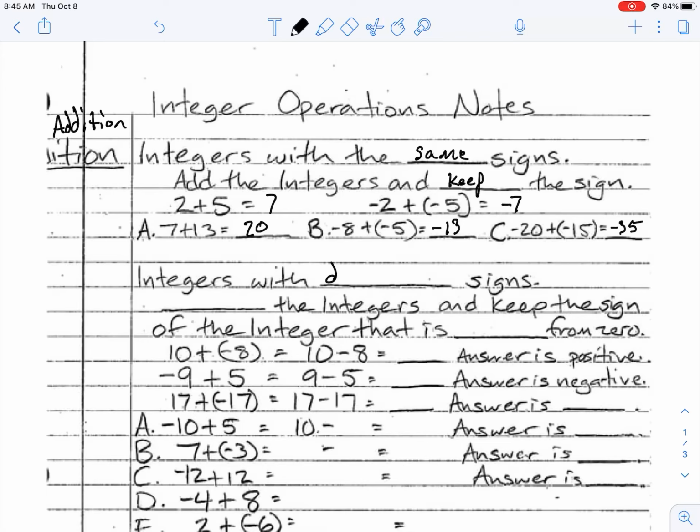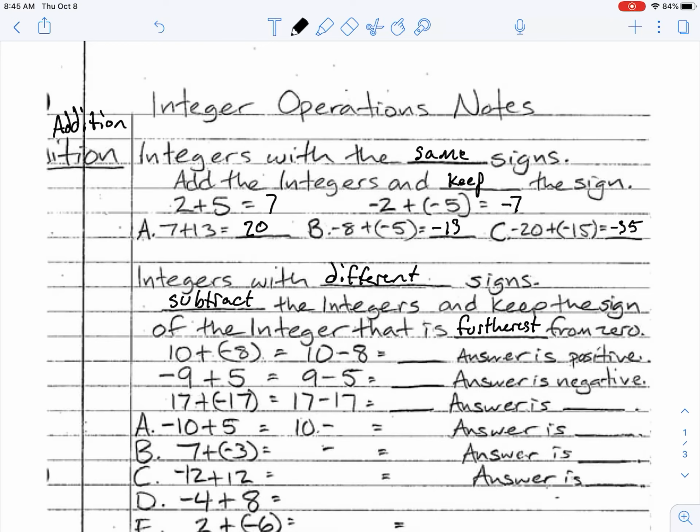Alright, so now we're going to worry about integers with different signs, so positives and negatives. So we are going to subtract. I know it sounds a little funny because we're doing addition here, but we're going to subtract those two numbers and then keep the sign of the integer that is the furthest from 0, or we can say keep the sign of the number with the bigger absolute value.